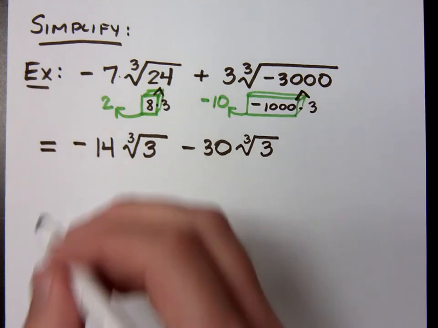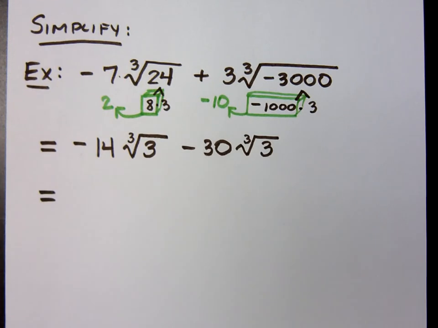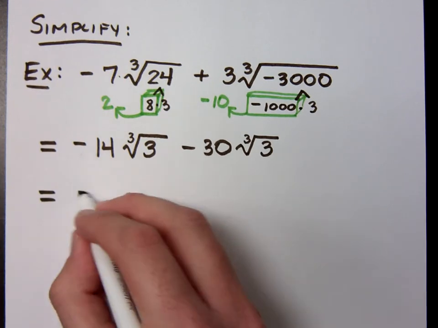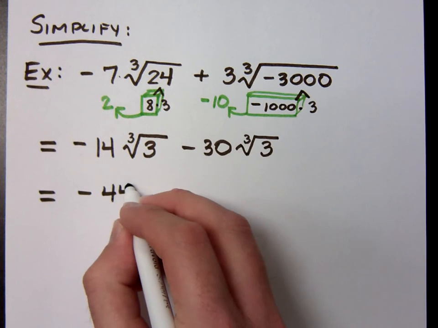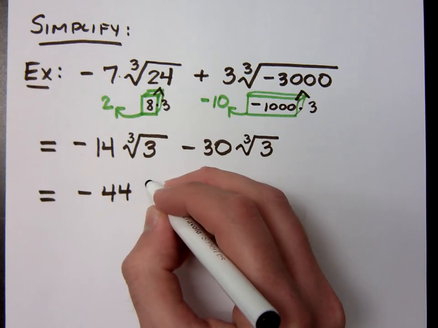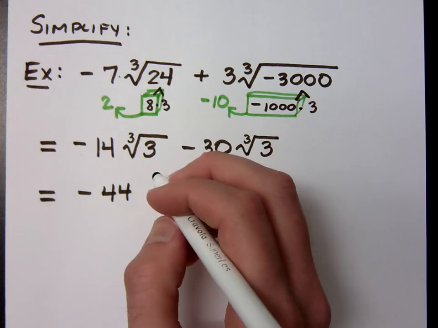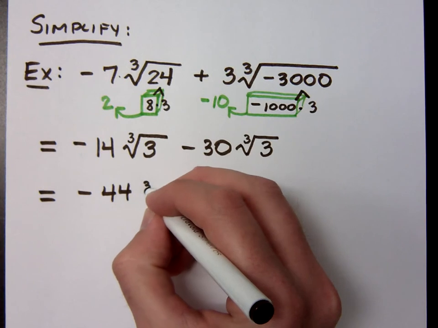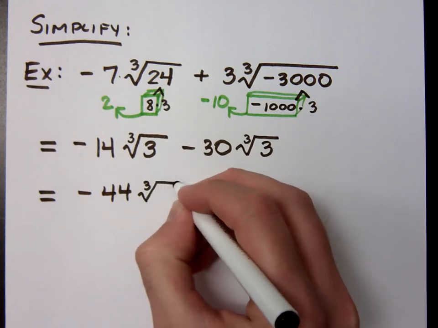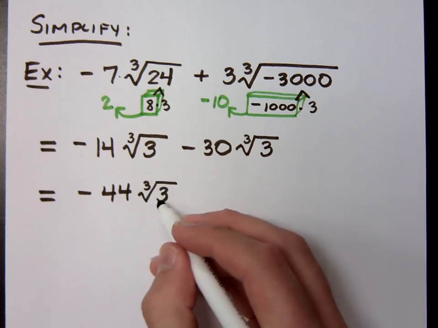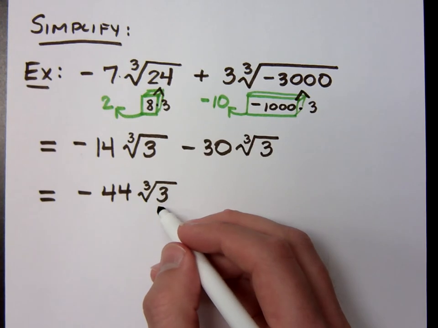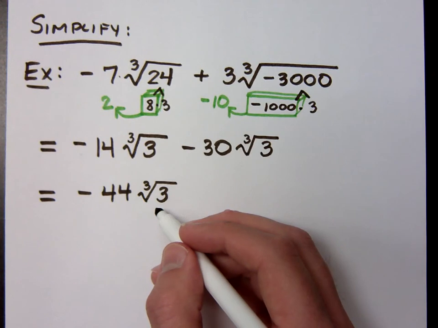Perfect. All right. So what happens when I combine these guys? -14 cube root of 3. Not to the. It's -44 cube roots of 3. Like if this had not been cube root of 3, but it had been x, would you say -44 to the x? No. That's the one that moves the exponent.